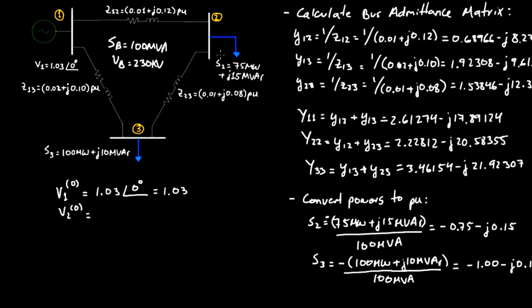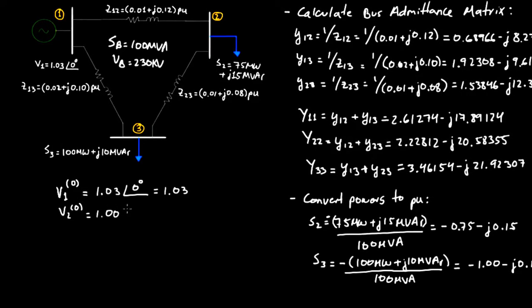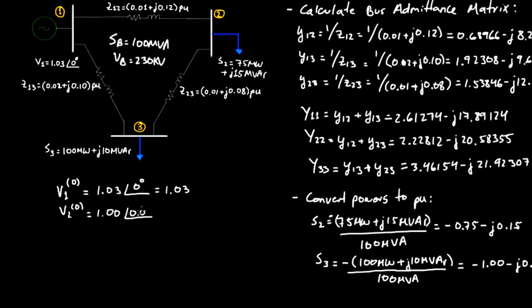But what I like to do personally is I just like to assume that everything's going to be at 1 per unit at 0 degrees. Because it might end up happening that it's not that much lower than 1 per unit. It would still be lower because again it's a load bus, but it could be 0.99 per unit. And so that's fairly close to 1, which means that if I guess 1 initially, I'm going to have to perform fewer iterations to get to the actual solution. And since I don't really know what that voltage is going to be, I'm just going to assume 1 per unit at an angle of 0 degrees. So I'm going to say V2 of 0 is going to be 1.00 at an angle of 0.00.